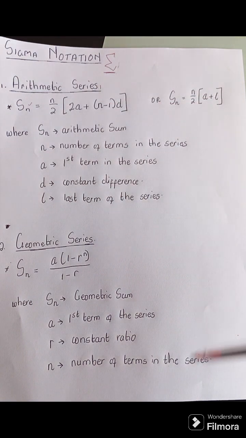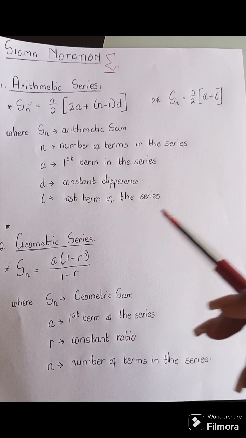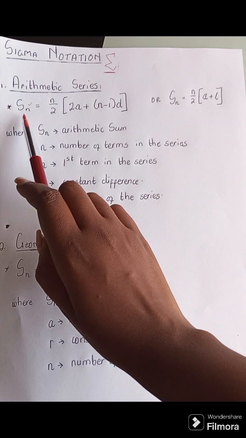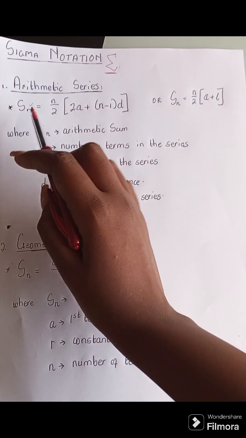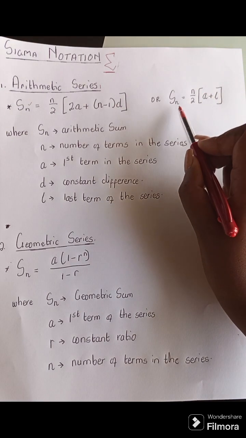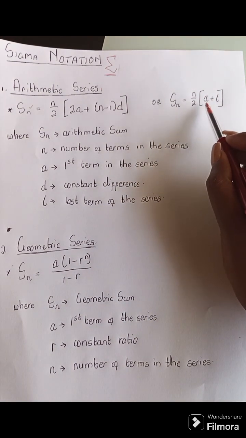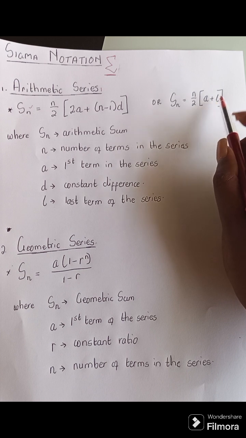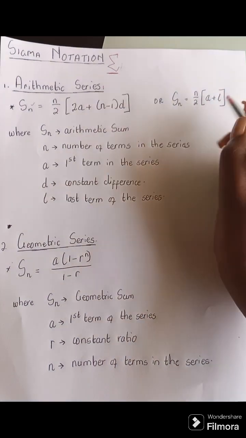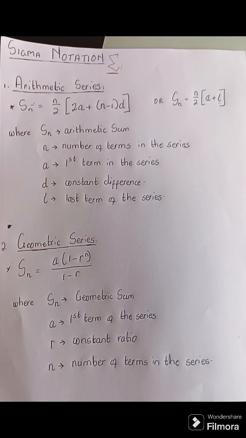geometric series. You have to know how to find the arithmetic sum, and you must also know how to find the geometric sum. Okay, so when we are looking for the sum of an arithmetic sequence, this is the formula that we use. Sn is equal to n over 2 into 2a plus (n minus 1)d, or you can use this one. Sn is equal to n over 2 into (a plus l). The second one, we use it when we are given the last term of the series.